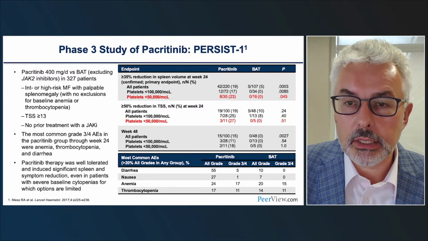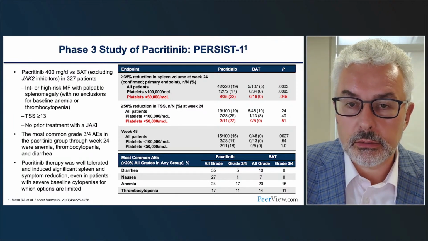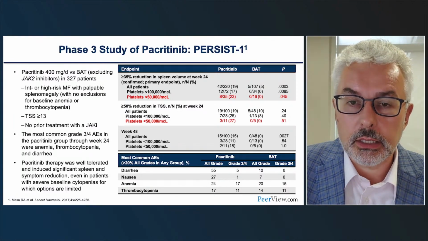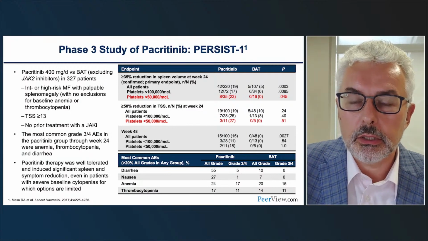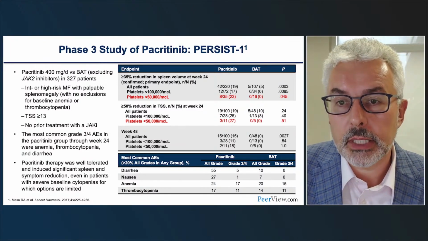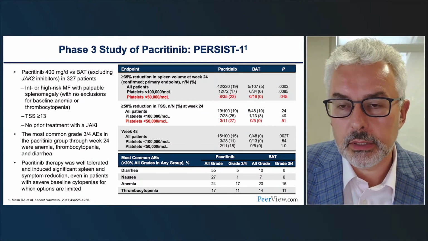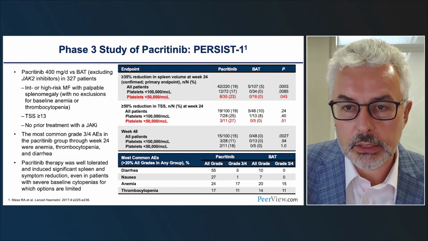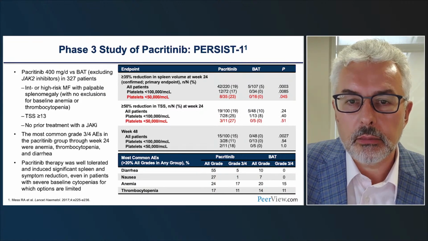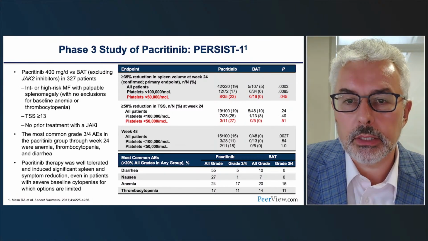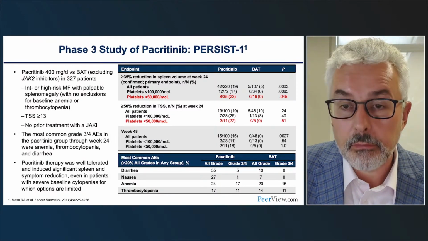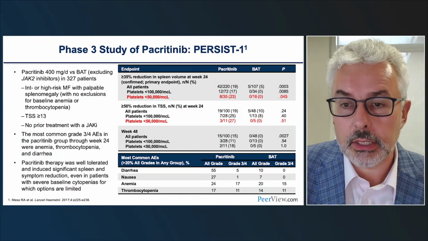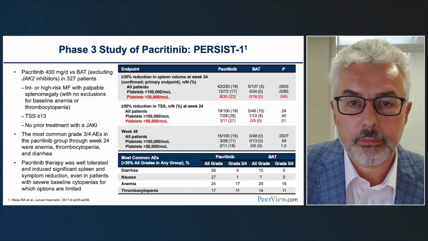In this PERSIST study, the sub-analysis, highlighted in a red color in the table, showed that, as expected, best available therapy has no activity, really nothing you can do. With pacritinib, you can see in the table with the red color, in platelets below 50, that group had a 23% response rate in the spleen and a 27% response rate in the symptoms. Very valuable responses for patients that have no other options whatsoever.